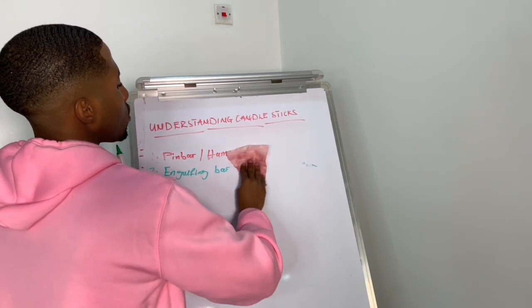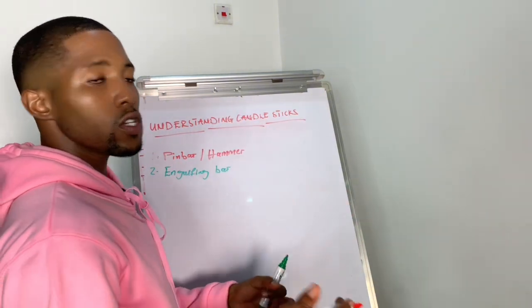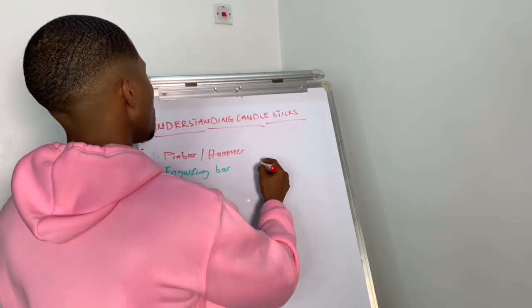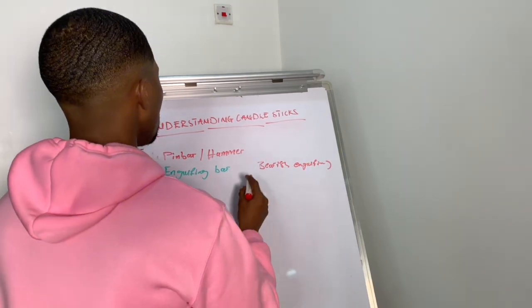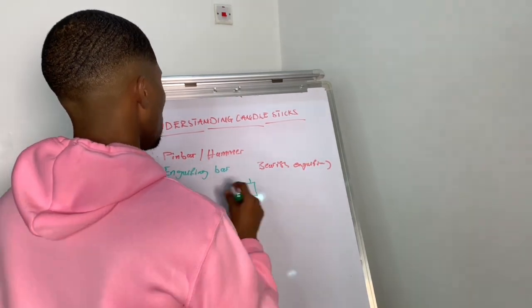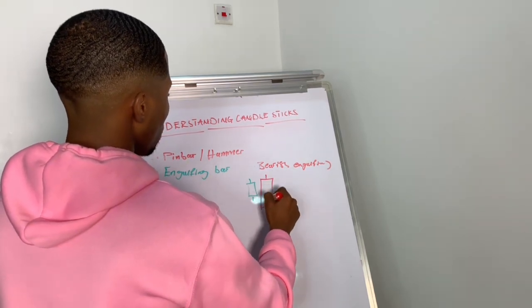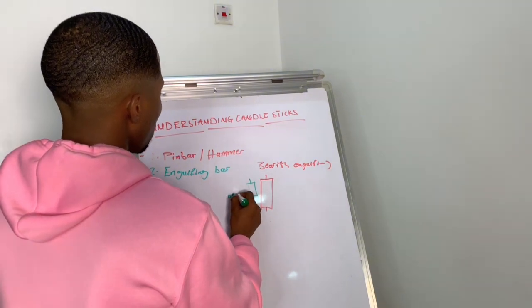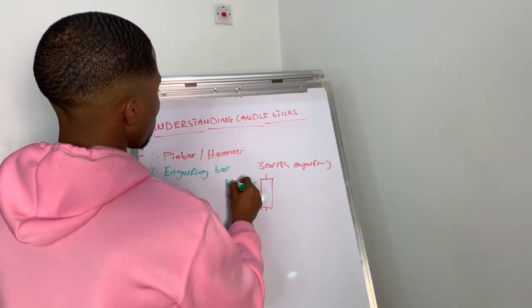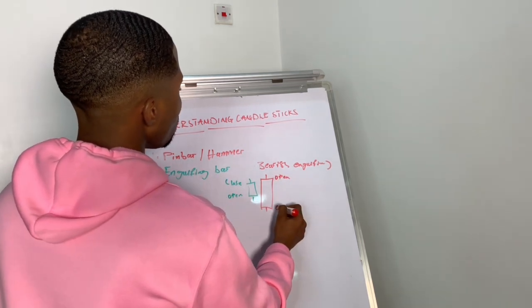Now the next one is the bearish engulfing, because for every bullish candlestick we also have the bearish candlestick. Bearish engulfing: normally the first one will be green and the next one will be a red one, longer than the green. As we all know, the opening of a green candlestick is here and the closing is above. The opening is above and the closing is below.